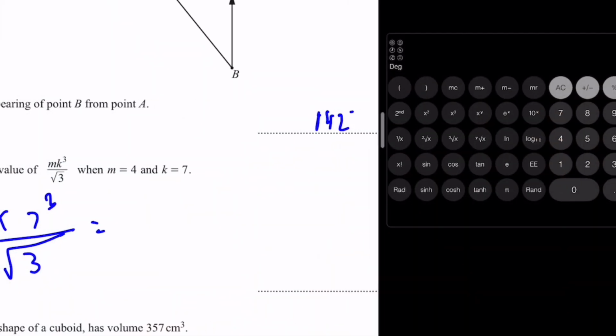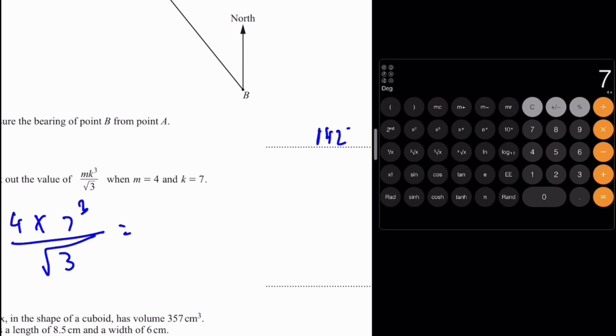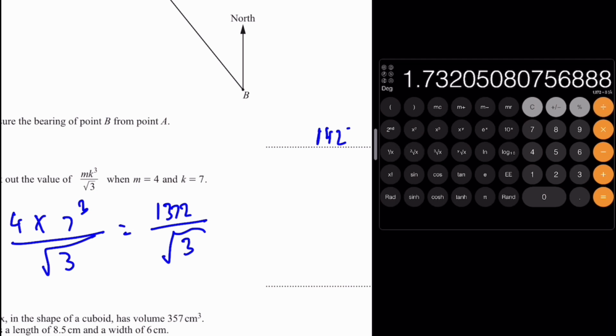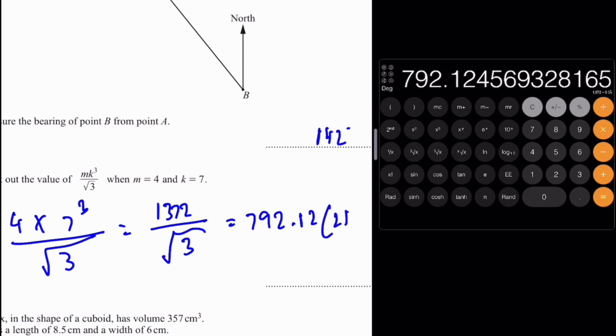Here we go. 4 into 7 cubed, 1372. And divide by root 3, the square root of 3, which is 1.732 approximately. That's equal to 792.12 to 2 decimal places. That's the answer.